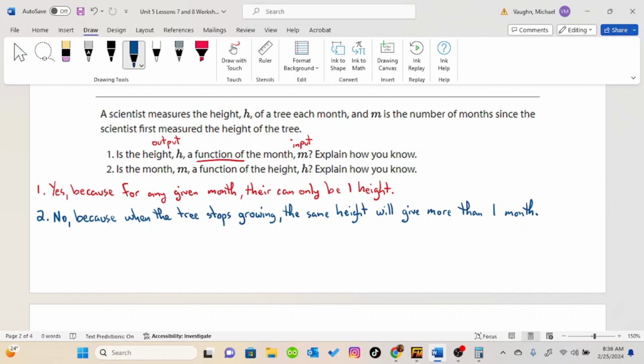So we need to remember that when we see the words function of, what comes before is the output, what comes after is the input, and for this to be a function, each input can only give one output. So number 1 is a function because any given month can only give one height, but 2 is not a function because the height can give lots of months once the tree stops growing.